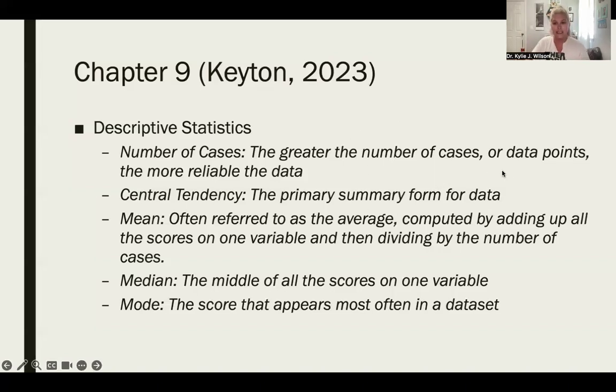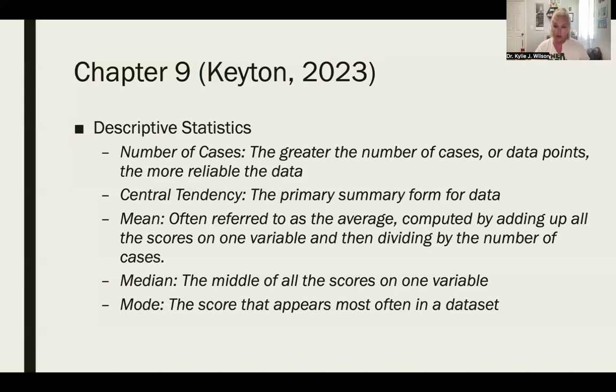Central tendency is this summary form of data, right? This is just kind of what we're seeing generally, this summary. The mean is the average. We combine all of the scores and then we divide it by the number of cases.